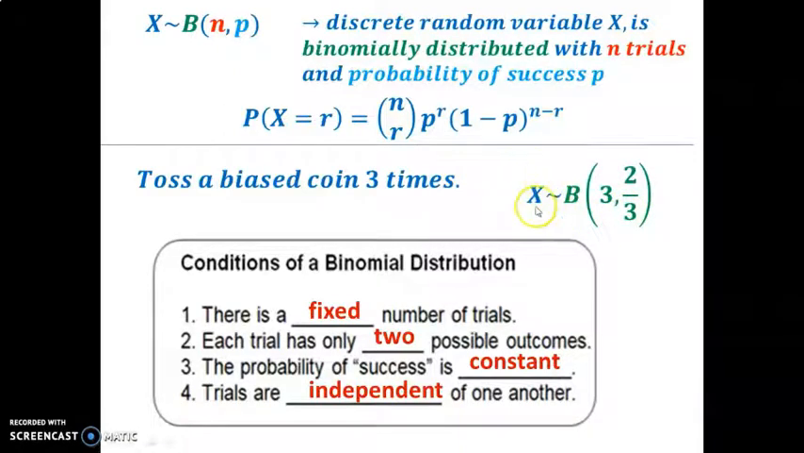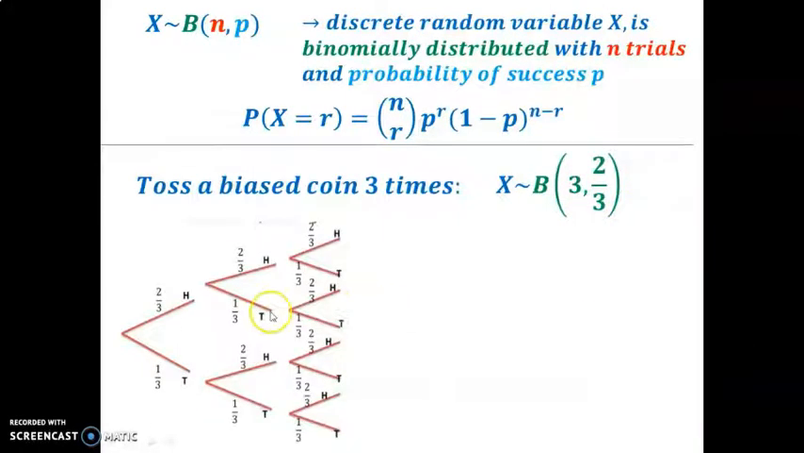Our random variable x, which means all the possible outcomes for how many heads we got, is binomially distributed, 3 trials, 3 coin tosses, and the probability of success was 2 out of 3. Great, that's how we would write that. And now let's do an example where we calculate that.